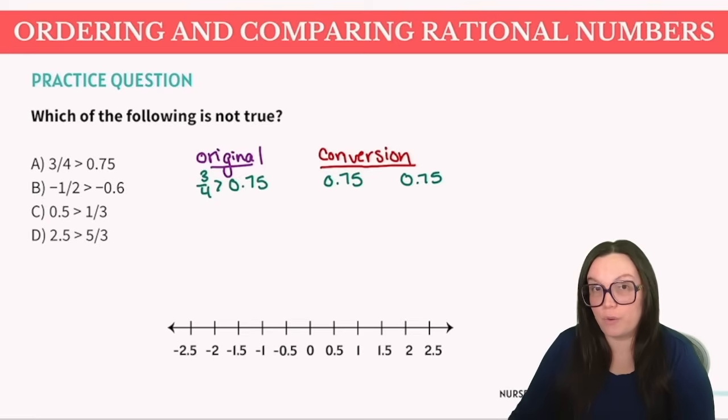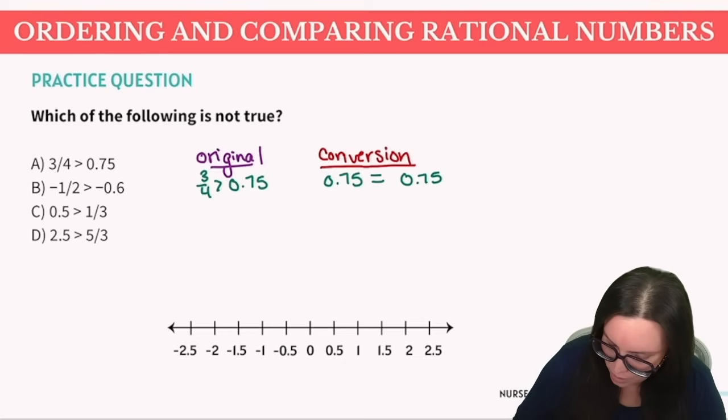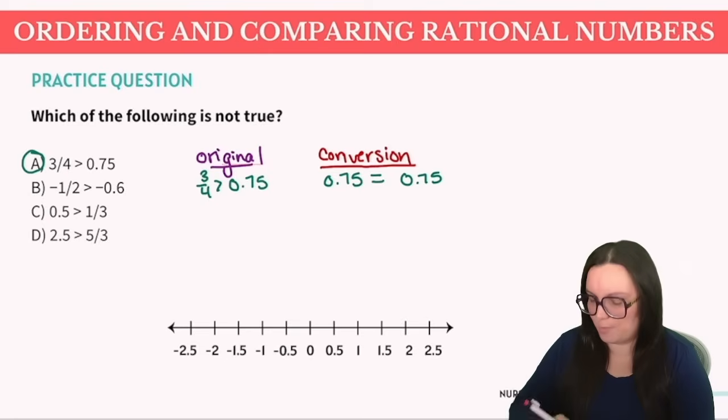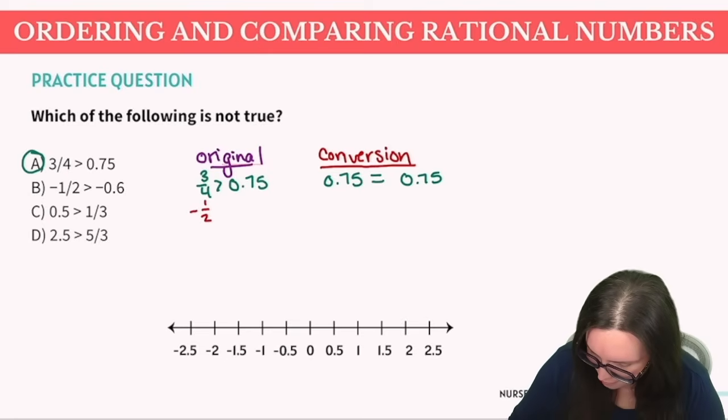0.75. Is 3/4 greater than 0.75? Absolutely not, right? We know that this one is not true, but let's go ahead and move through everything else. So next we have -1/2 is greater than -0.6.